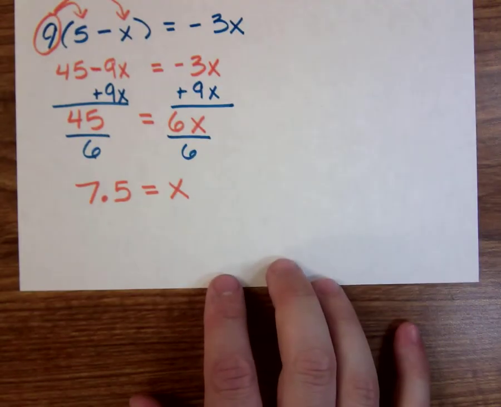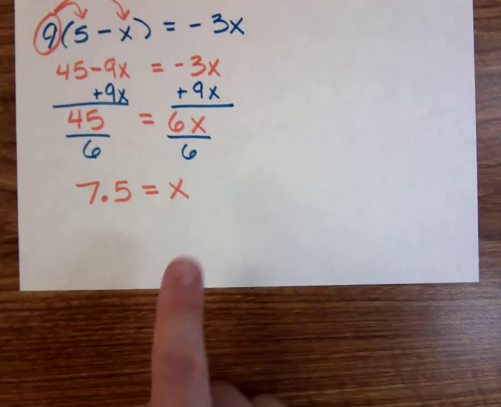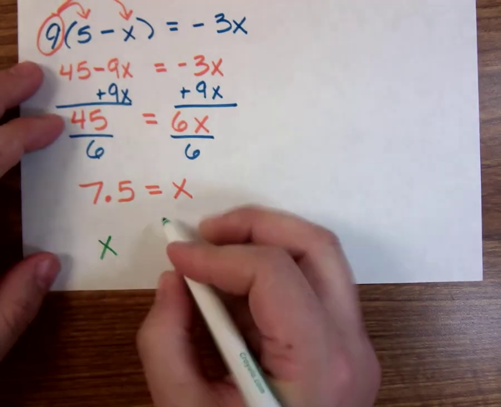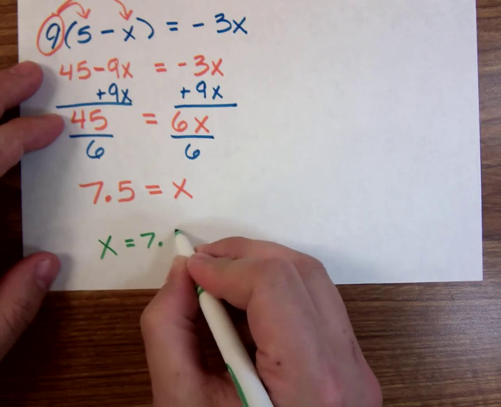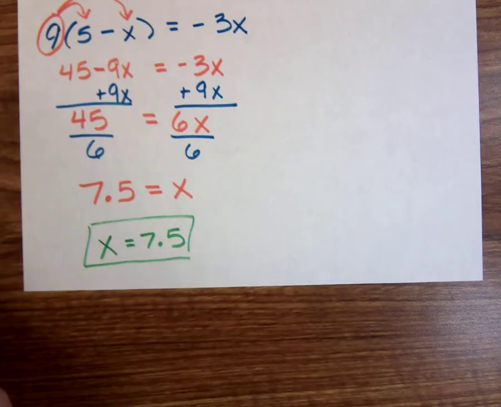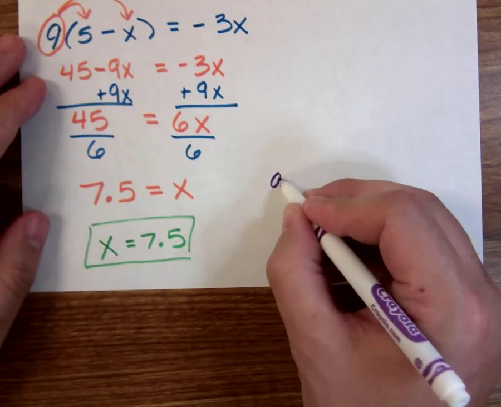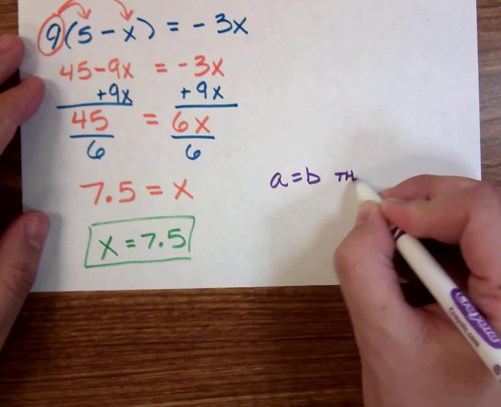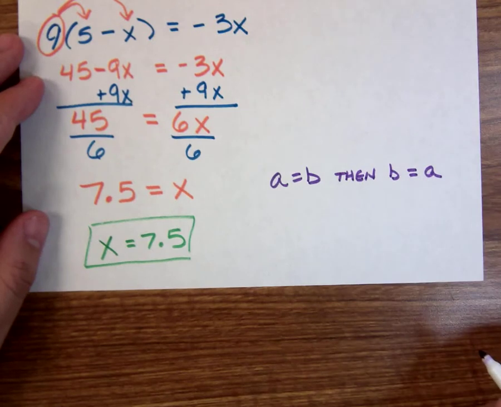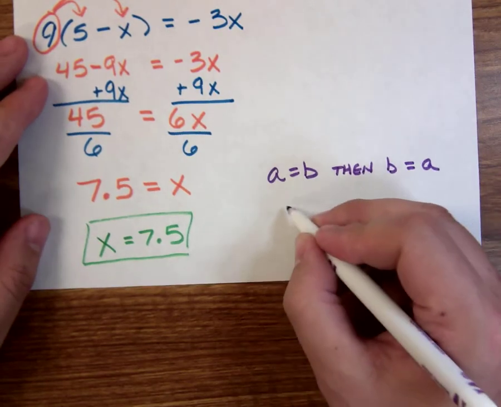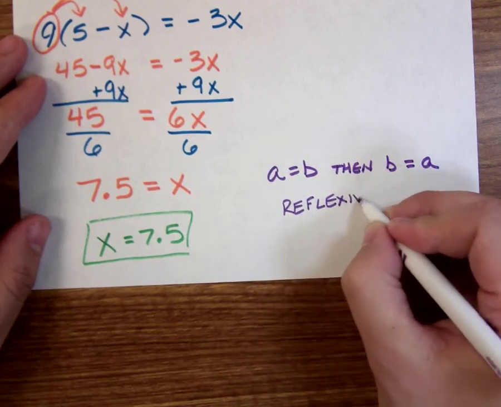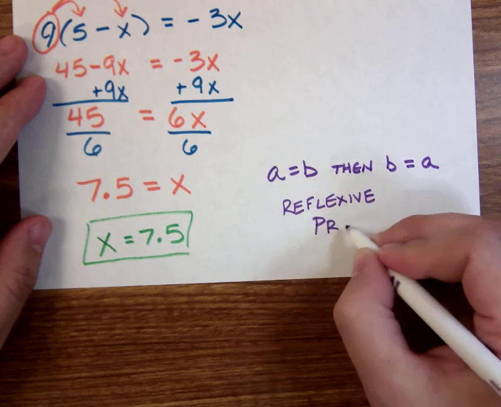Now this answer's okay, but we're really used to having the x on the left and the number on the right. I'm going to switch these. What property allows me to switch the order here? Which property that we learned last week says it's okay to flip it? If A equals B, then B equals A. Which property allows me to do that? The reflexive.